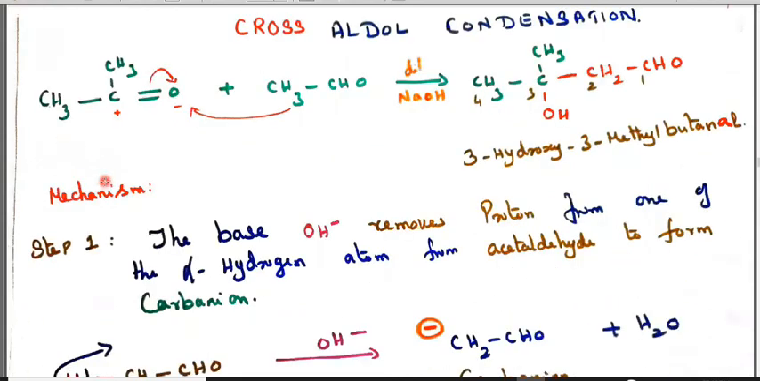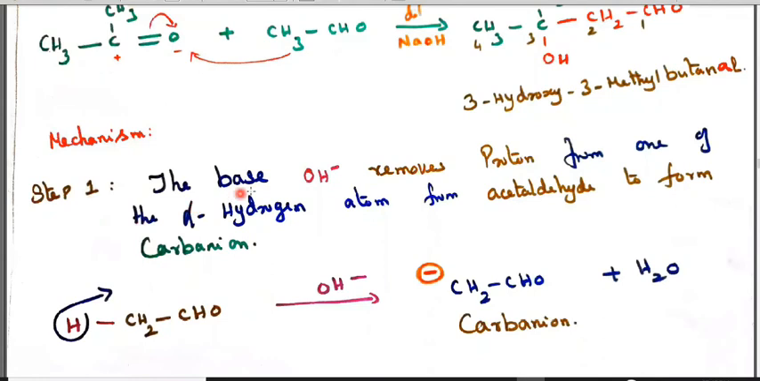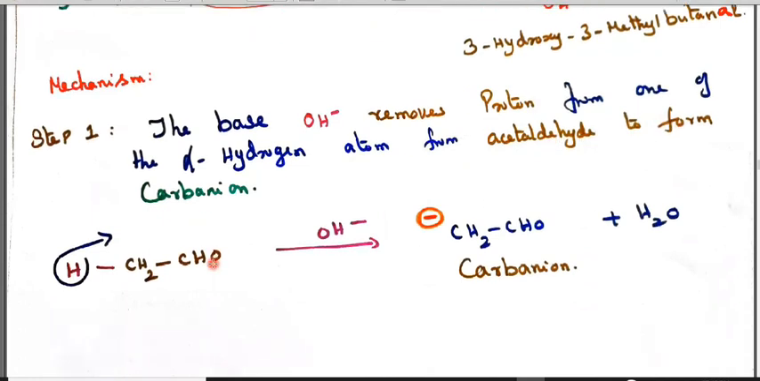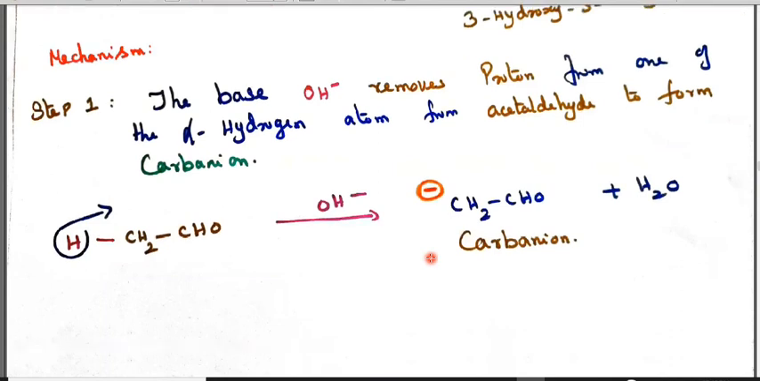Next, the mechanism we are supposed to see. In step 1, the base OH minus, because we are supposed to use dilute sodium hydroxide. The base OH minus removes a proton from one of the alpha hydrogen atoms of acetaldehyde to form a carbanion. In the same way, we take one molecule in molecular formula and another molecule in structural formula. In the molecular formula, that H is exhibited because this OH minus is going to remove this H. When the H goes, it leaves the bond and goes. So that bonded electron I have written here on top as a charge. It is a carbanion.